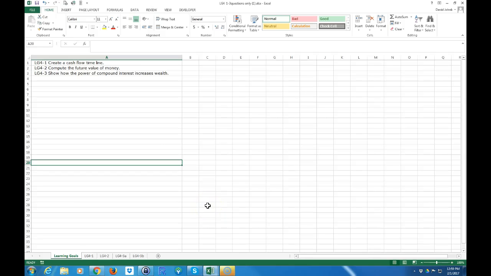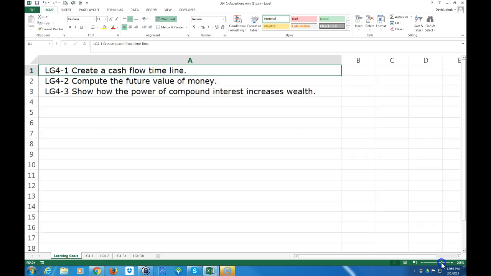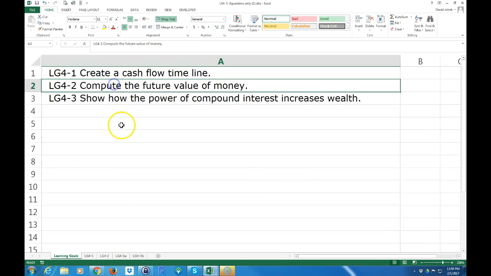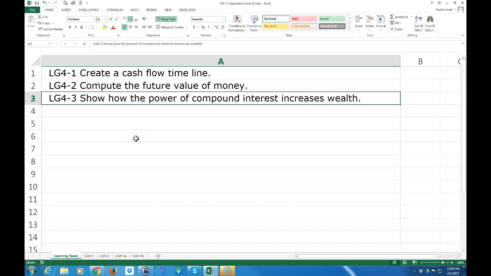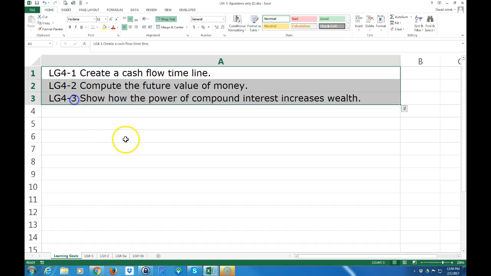Okay, we're going to go over 3 learning goals right now. We're going to go over how to create a cash flow timeline, how to compute the future value of money, and show how the power of compound interest increases wealth. These are the first 3 learning goals for Chapter 4 for those of you that are taking my finance class.